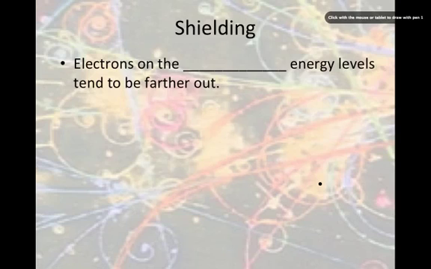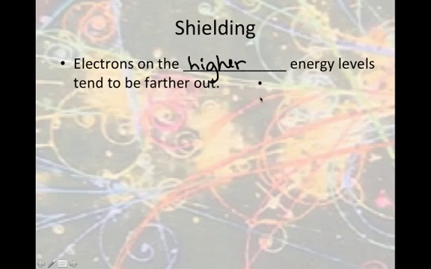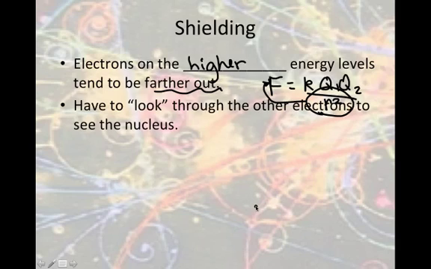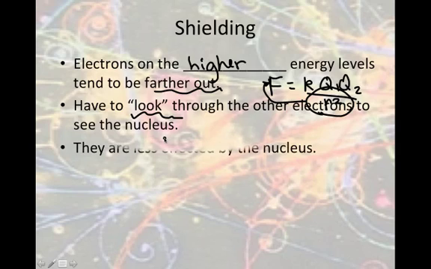So shielding is where we take electrons on higher energy levels that tend to be farther out from the nucleus. Remember Coulomb's law: we had the charge of the particles divided by the square of the radius. To be farther out means a weaker electrical force. So keep that in mind. We have a weaker electrical force because you're farther away in the first place. But here's another complicating factor. These electrons on the valence shell have to look through other electrons to see the nucleus at all. And so they're less affected by the nucleus anyway.